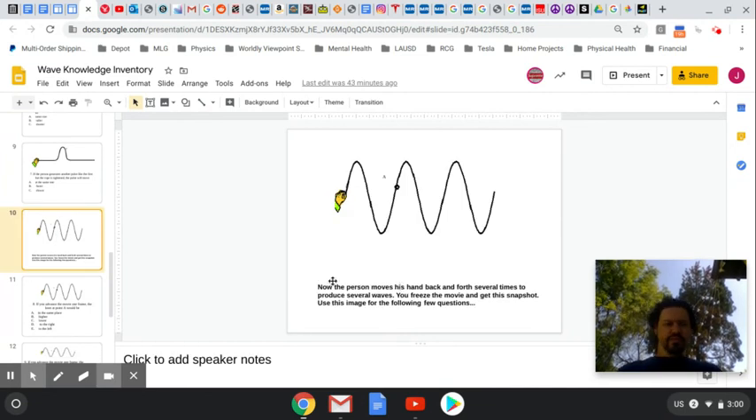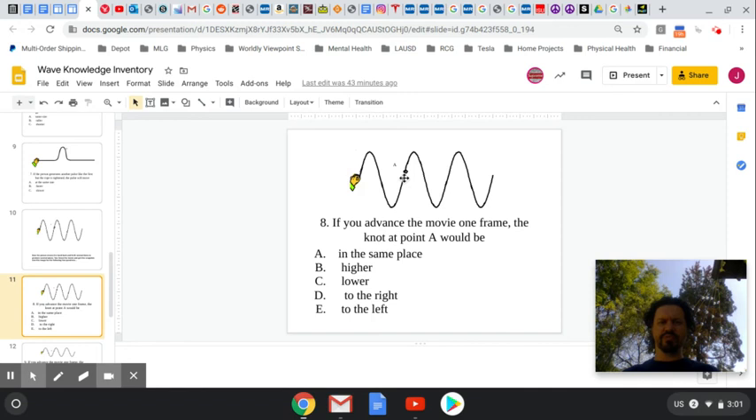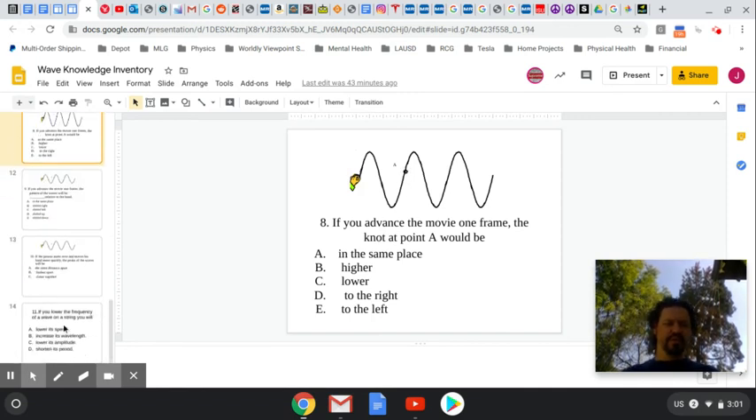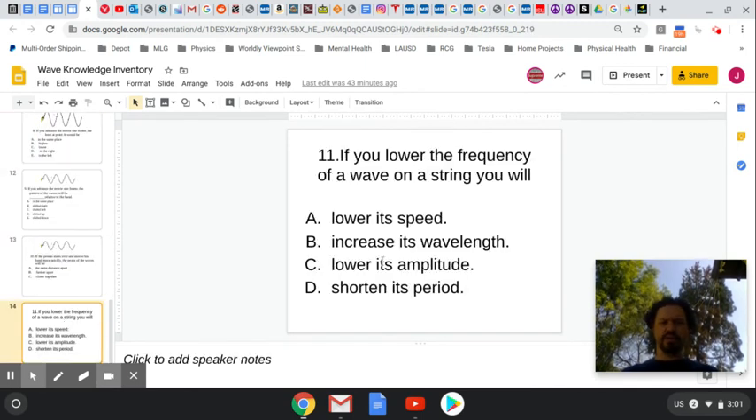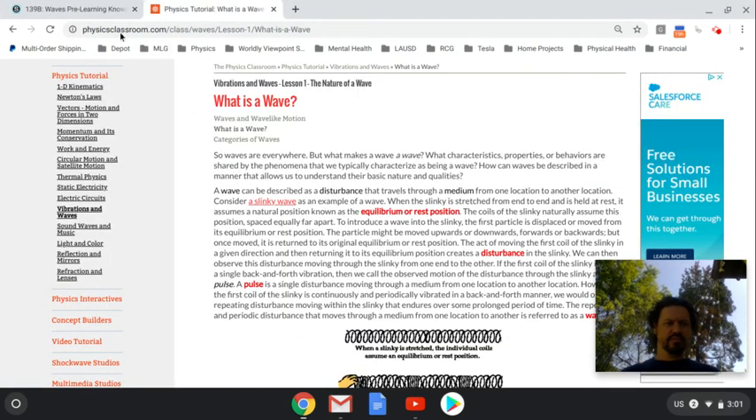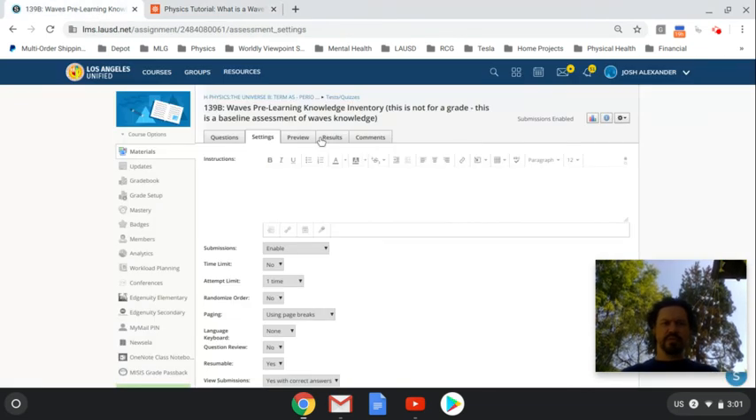And then the last few questions with pictures are about this. Someone just going like this quite a few times, right? And so these waves are moving across. And we want to know, if you advanced one frame, now where's this going to be? All right, so similar type of question. And then there's one more question here, and then everything else is over here. All right, so you can see all the rest of the questions are over here on Schoology.